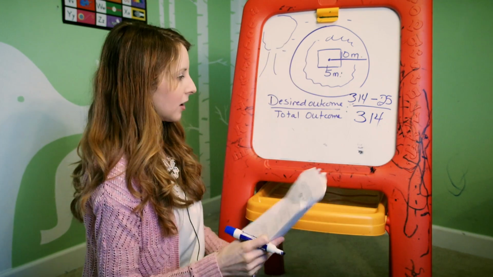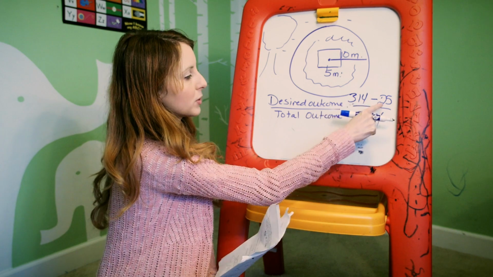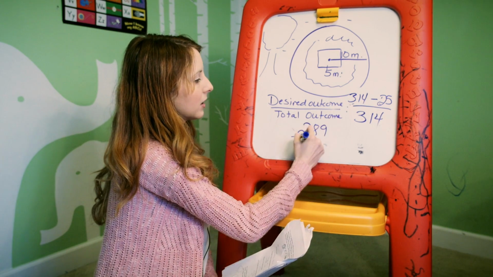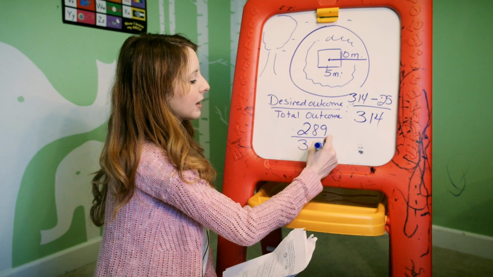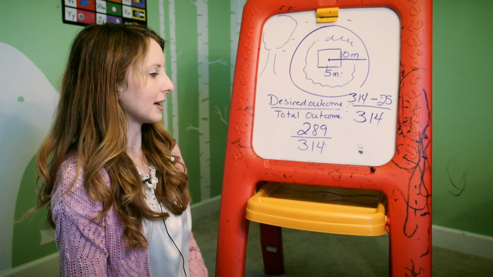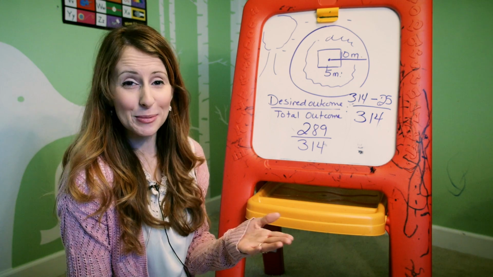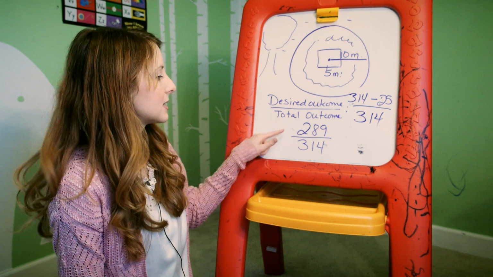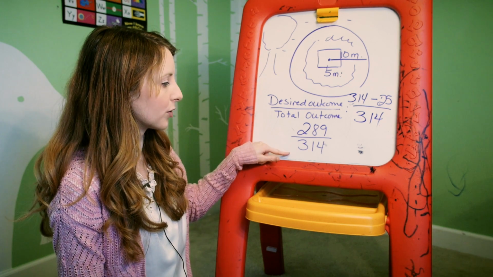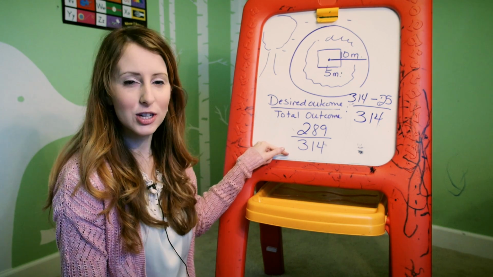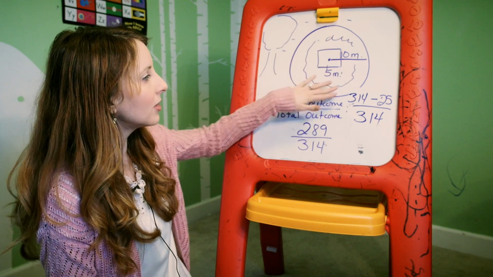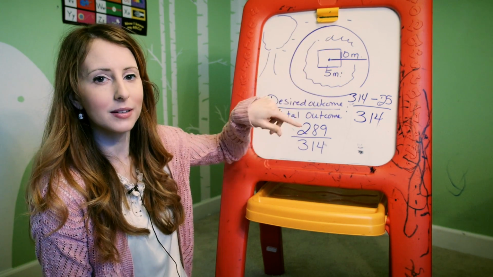Okay, so you've done all that. You'll take 314 minus 25, 289 over 314. All right, so we've determined that in probability terms, there is a 289 over 314 chance that those maple leaves will fall in the water rather than on the pond.